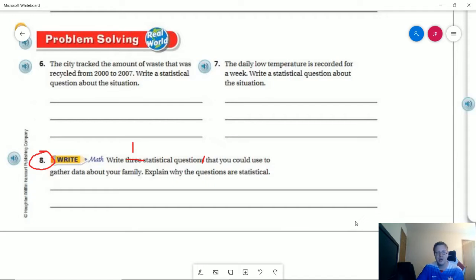So a question that I could use, because I would have a large number of people together, would be, how many of the people in my family have blonde hair?